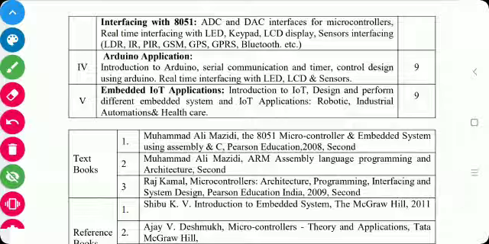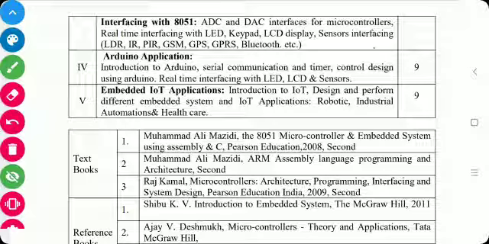Then interfacing with 8051, that is ADC and DAC interfaces. ADC means analog to digital converter, DAC means digital to analog converter. ADC and DAC interfaces for microcontrollers. Real-time interfacing with LED, keypad, LCD display, and sensors interfacing. Sensors may be LDR, IR, PIR, GSM, GPS, GPRS, Bluetooth.